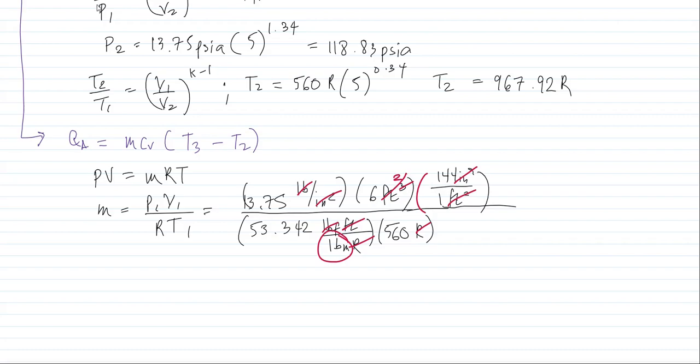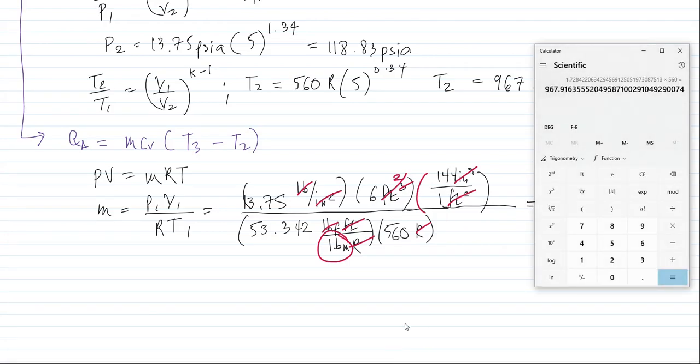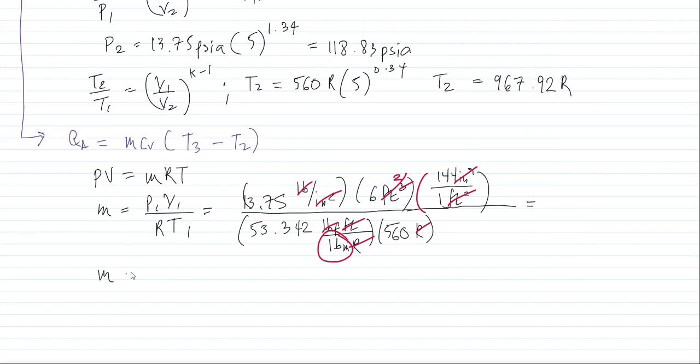Okay. So again, let us get our calculator. So we have 13.75 times 6 times 144, and then divide that by the product of 53.342 times 560. So the answer is 0.3977 pound mass.